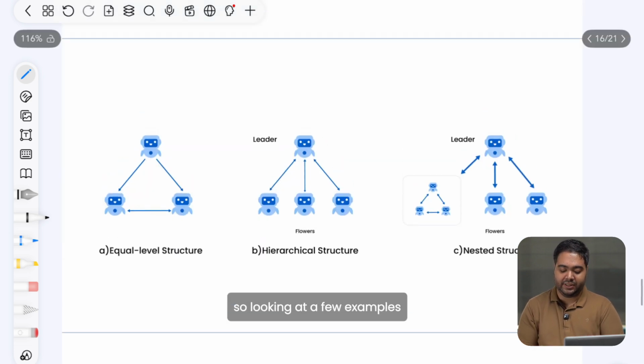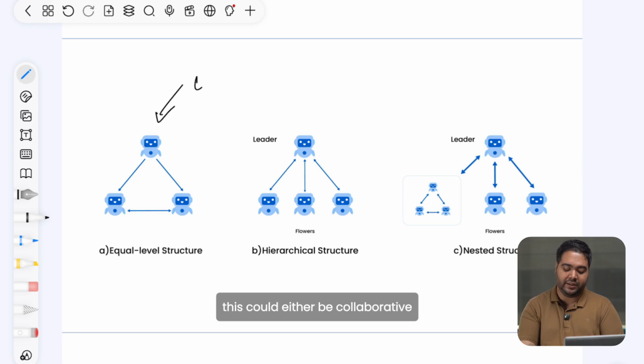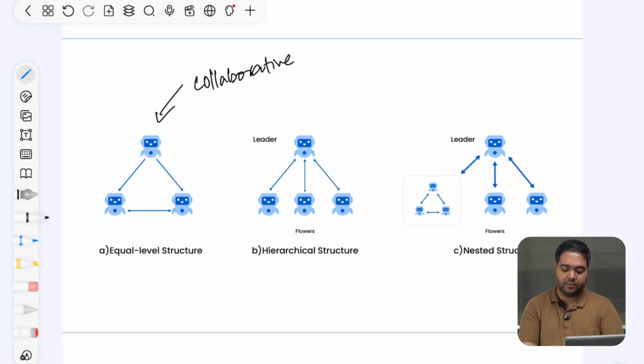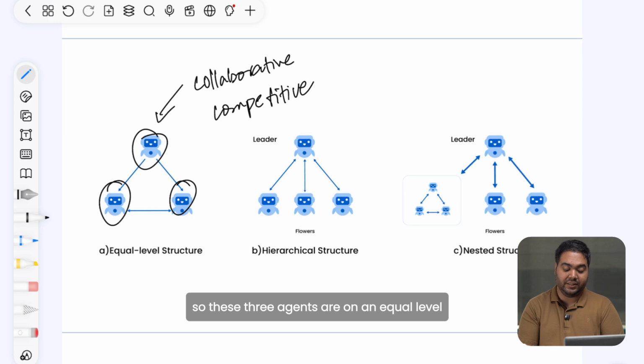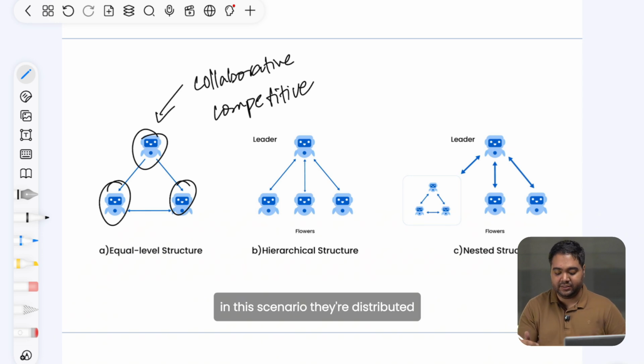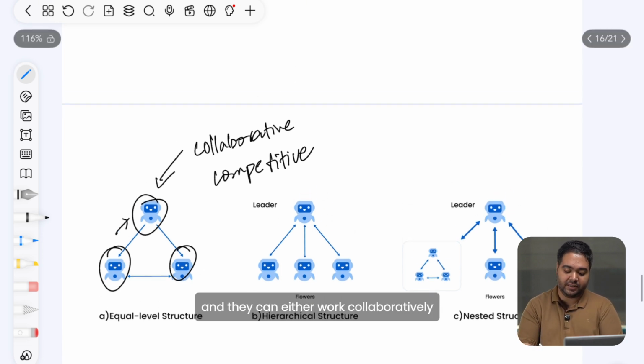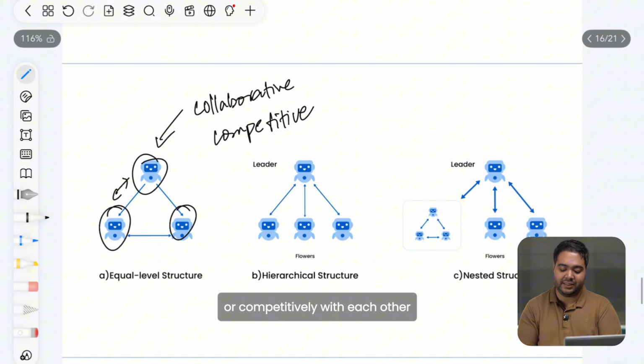So looking at a few examples, we can see here in the equal level structure, this could either be collaborative or competitive. So these 3 agents are on an equal level. In this scenario, they're distributed and they can either work collaboratively or competitively with each other.